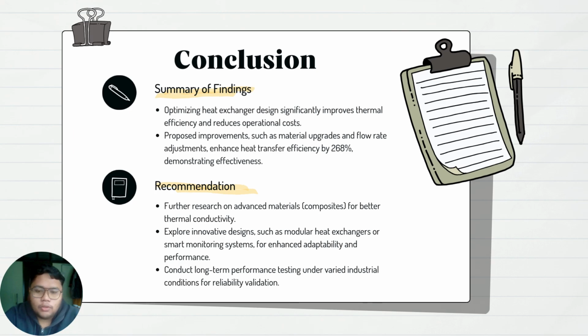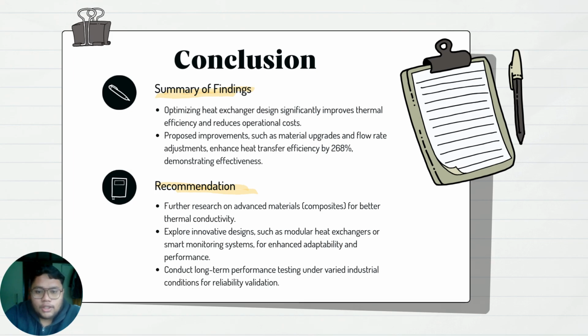Today I'm going to present the conclusion for the shell and tube heat exchanger. For the summary of the findings, optimizing the heat exchanger design significantly improved thermal efficiency and operational cost. The proposed improvements, such as a material upgrade and flow rate adjustment, enhanced the heat transfer efficiency by 268%, demonstrating the effectiveness.